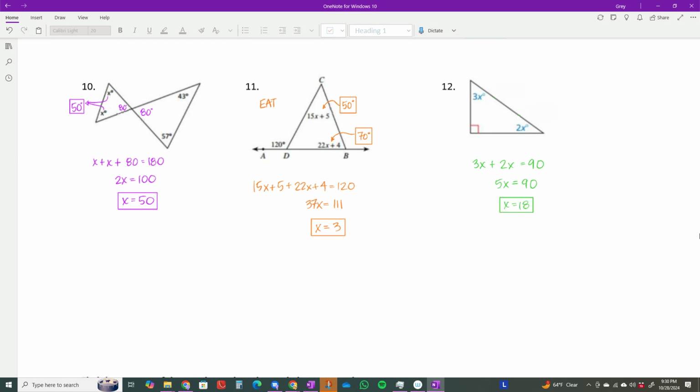So I got to go plug those in. 2 times 18 is 36. 3 times 18 is 54. So that is the measure of my two angles.